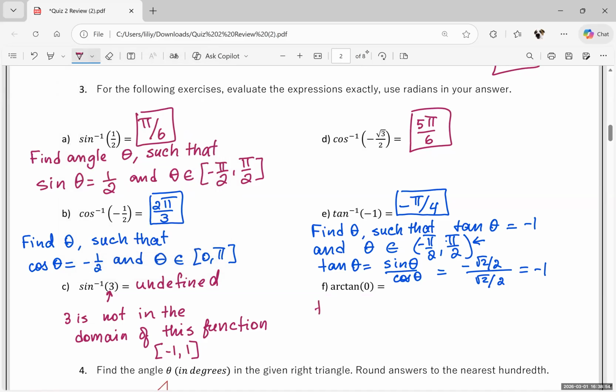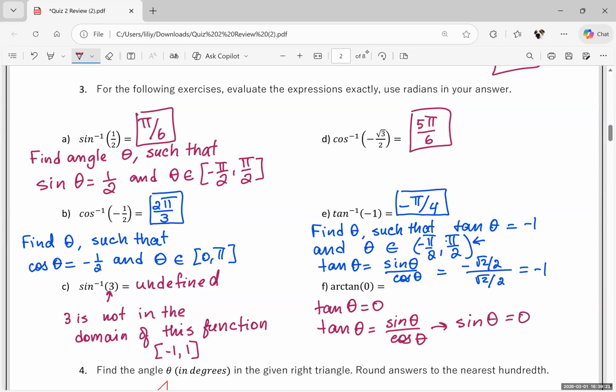So think about it. Tangent theta equals 0. Now, tangent theta is the same as sine theta over cosine theta. For tangent to be 0, cosine cannot be 0. That would be undefined. So sine has to be equal 0. For this fraction to be 0, sine theta has to be 0.